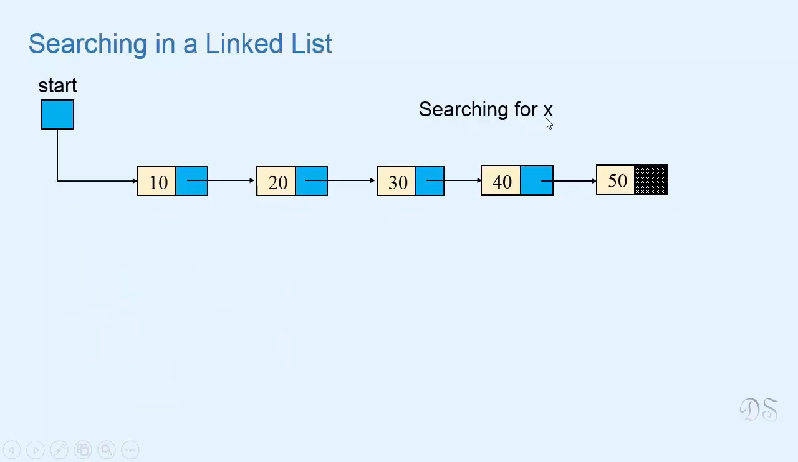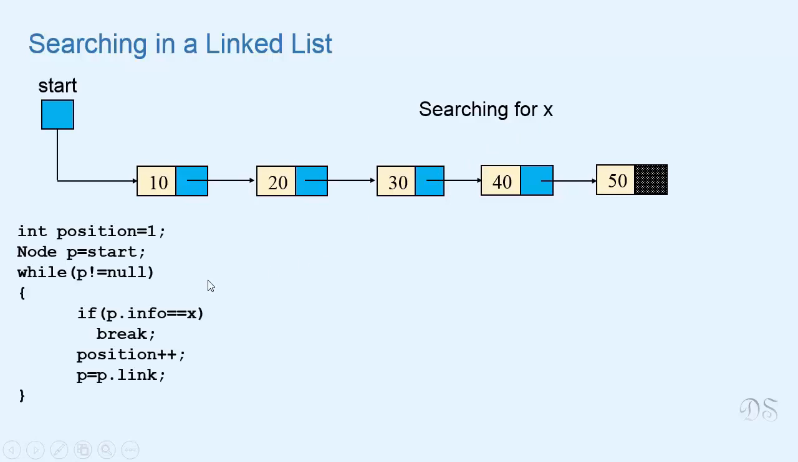Suppose we have to search for an element x in the list. Now whenever we visit a node, we'll check info of that node. And if info of that node is equal to x, then this break is executed and we come out of this loop. We have taken this variable position and initialized it to 1 and we increment it each time when we visit a node. So when this loop terminates and x is found, the value of this variable position will give us the position of the node that contains value x.